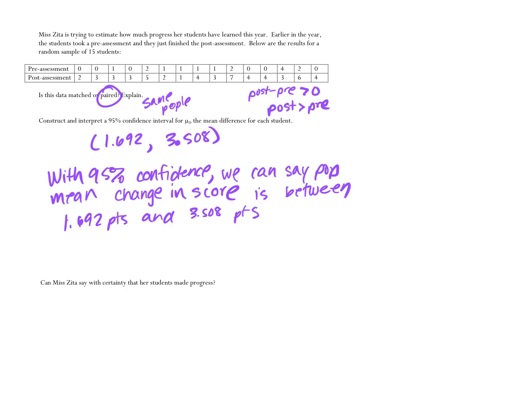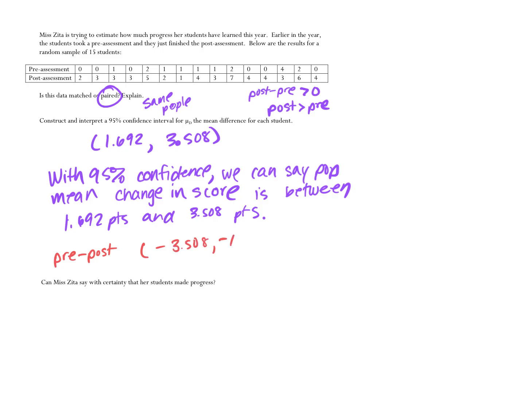Y'all, what would my interval be if I had done my differences pre-test minus post-test? What interval would I get? Negative 3.508 to negative 1.692. I'd get the exact same numbers, they would just be in the opposite direction, okay?